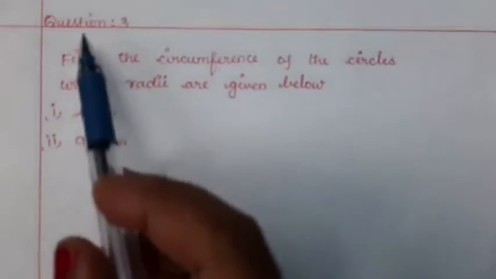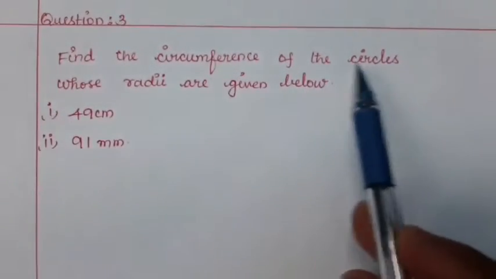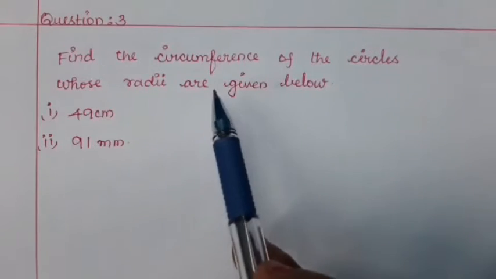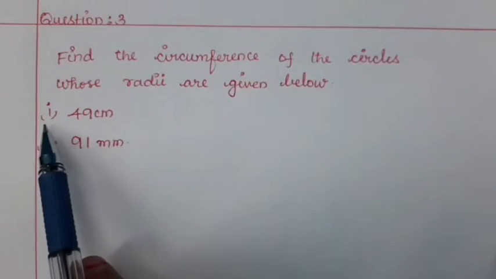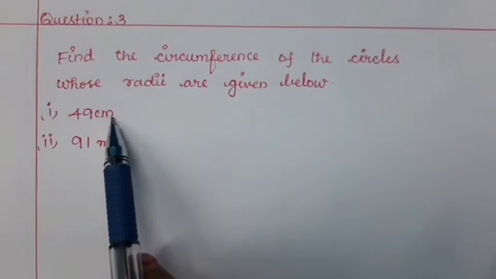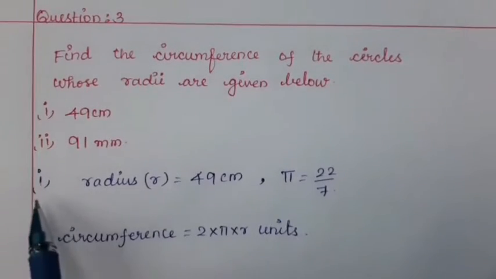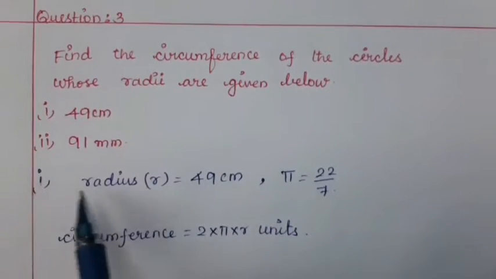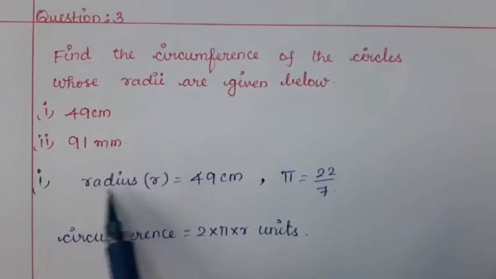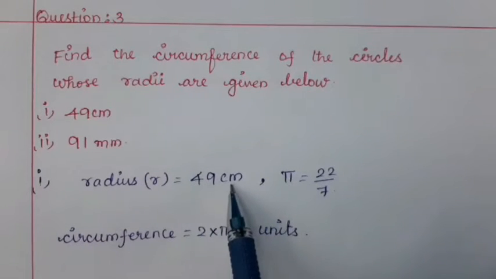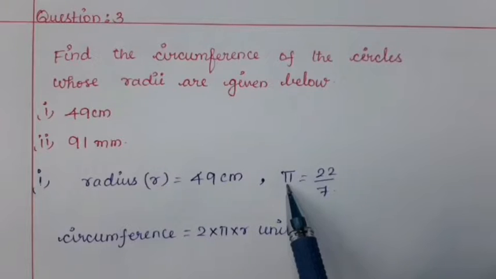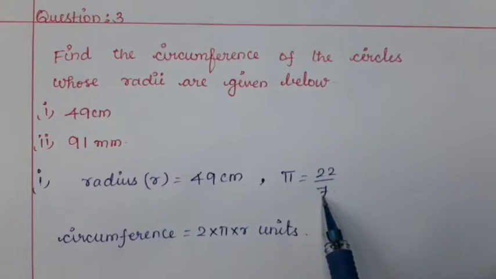Next, question number 3. Find the circumference of the circles whose radii are given below. Subdivision 1, 49 centimeter. By the subdivision 1, the given value of radius r is equal to 49 centimeter and the value of pi is equal to 22 by 7 and the formula for finding the circumference is equal to 2 pi r units.